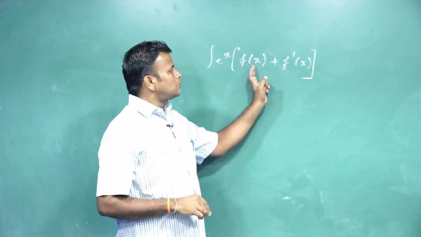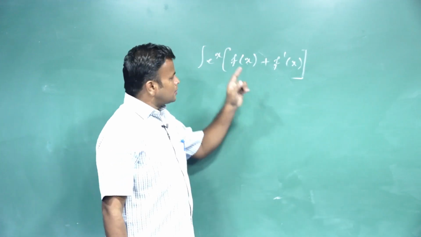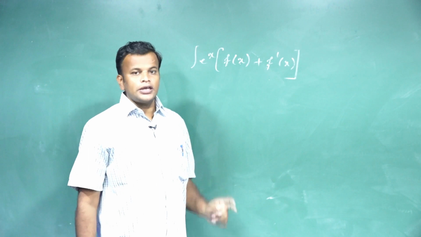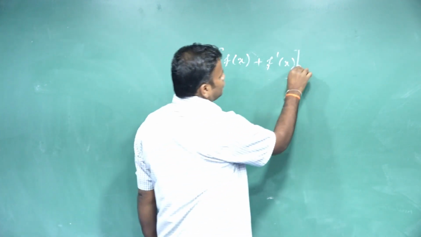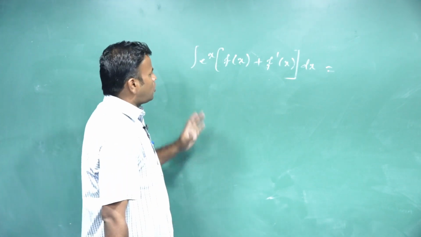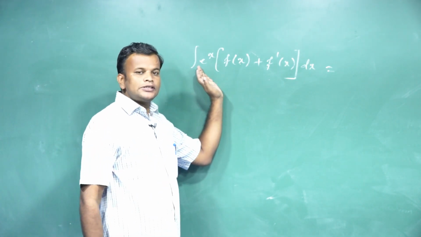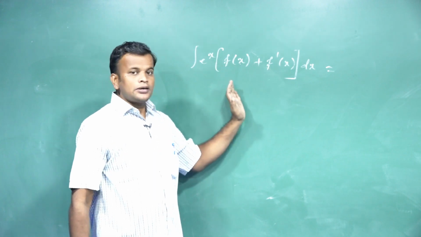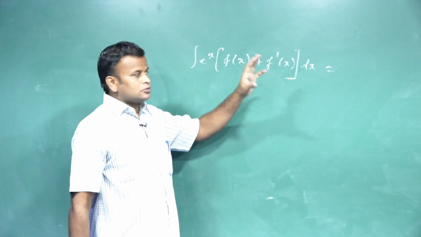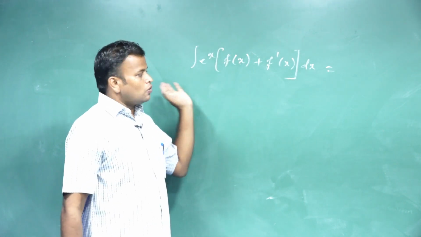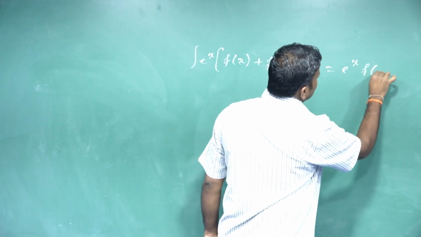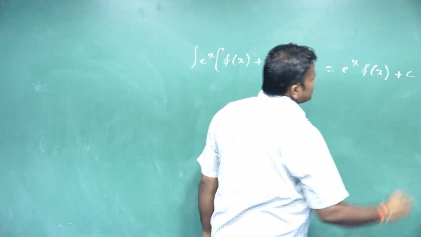Now what is the difference between f of x and f dash of x? Differentiating f of x with respect to x one time is nothing but f dash of x. Now we are integrating with respect to x. Suppose the integration is of the form where e power x lies outside, and within this bracket one is the differentiation of the other. Then the integration value is e power x into f of x plus c.